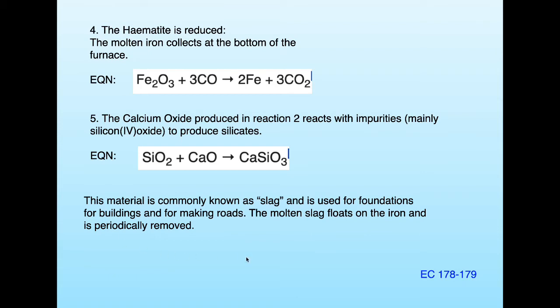Okay, have a go at the questions on the pages indicated about the blast furnace. Stop me here and then we'll resume in a few seconds.